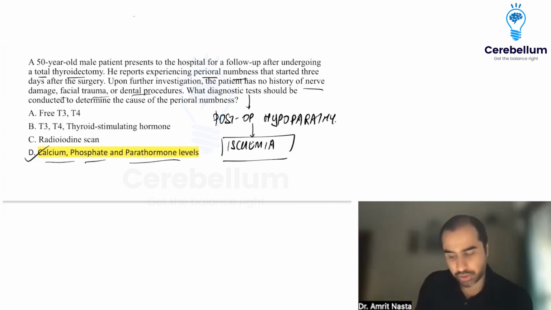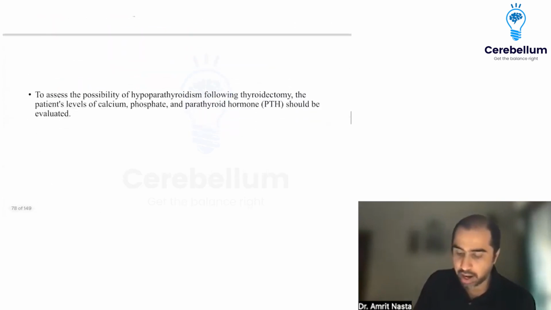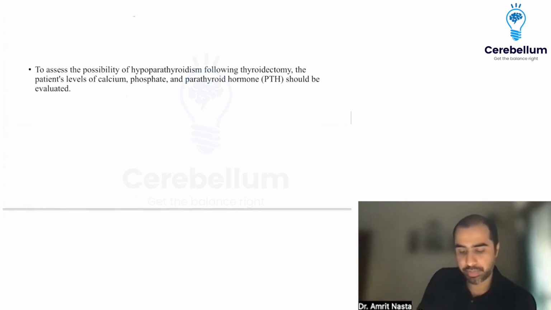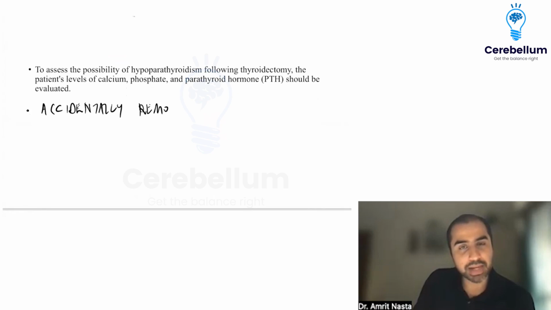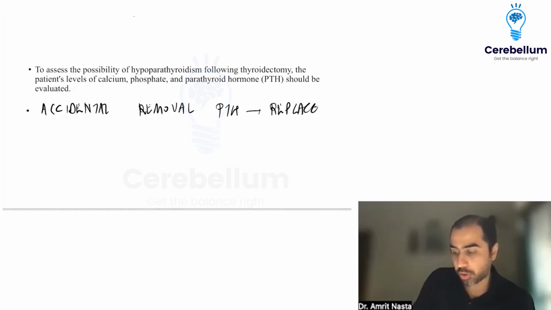One question I want to ask you: during surgery, if I accidentally remove the parathyroid, then what should I do? Put it back where? Biceps? So remember, if parathyroids are accidentally removed, you will replace them back into the sternocleidomastoid muscle, which means in the neck.